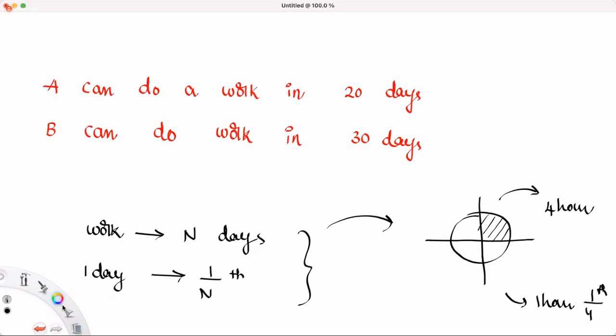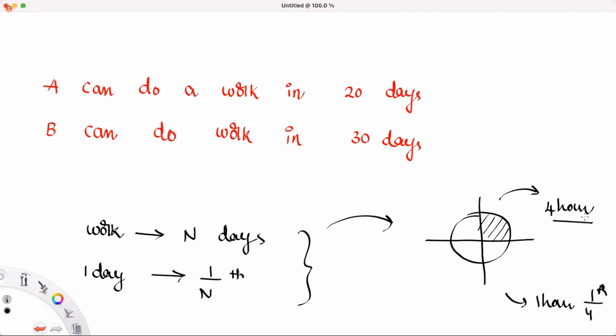The same point I am using here. A can do the entire work in n days. So just as with 4 hours for the entire work, in 1 hour you can complete 1/4 of the work. That is the point I am trying to use here. If any person is able to do a work in n days, in one day he can complete 1 by nth part of the work.